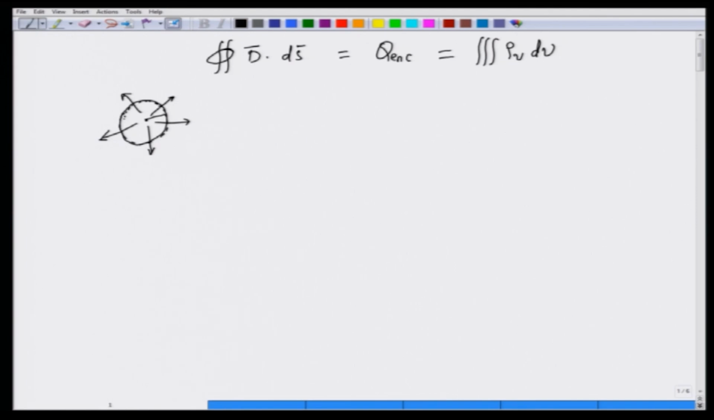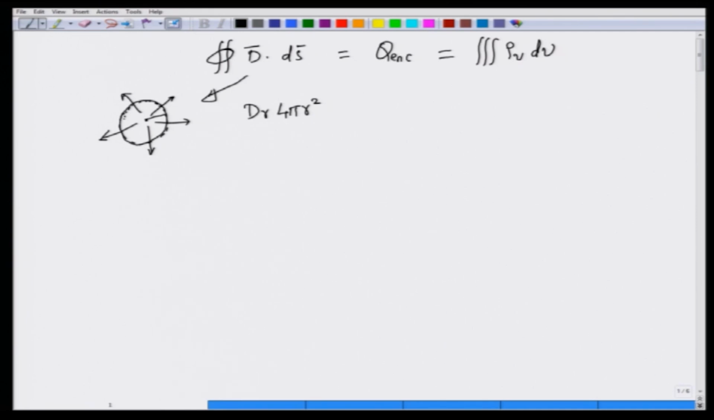Now, that will be the left hand side. You can assume a Gaussian surface which is spherical, because this has a nice spherical symmetry, and then you get the left hand side, which would essentially be some Dr into 4 pi r square. If your sphere has a radius of r, then the left hand side will give you Dr into 4 pi r square, 4 pi r square being the surface area of the sphere of constant radius r.